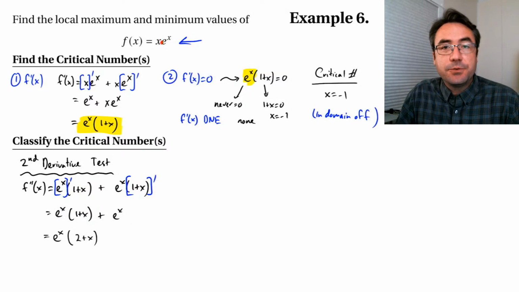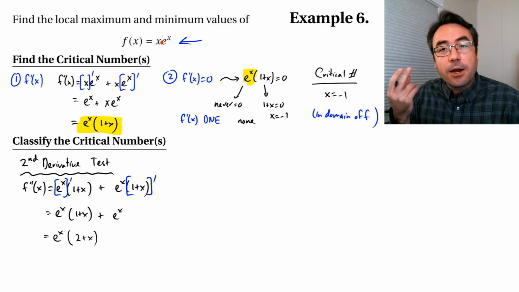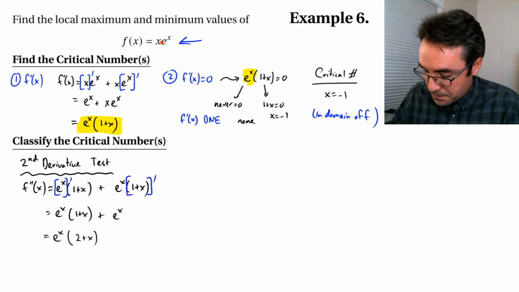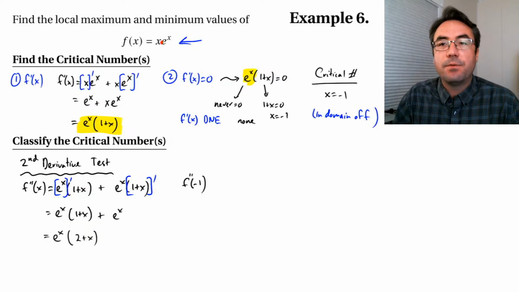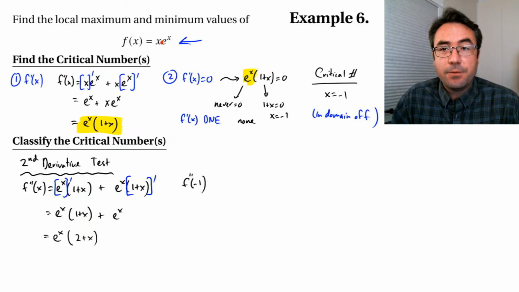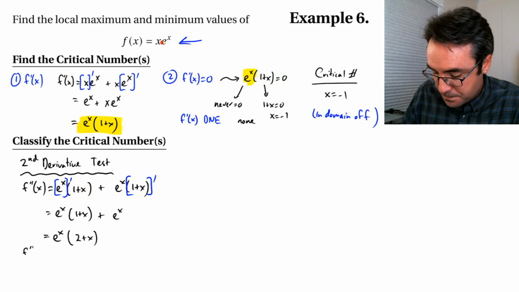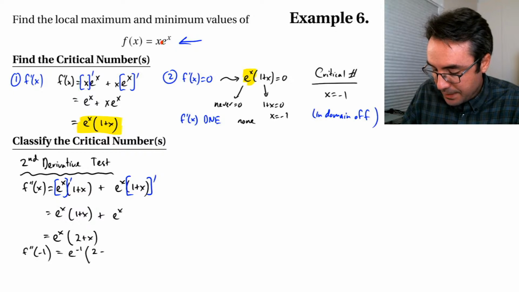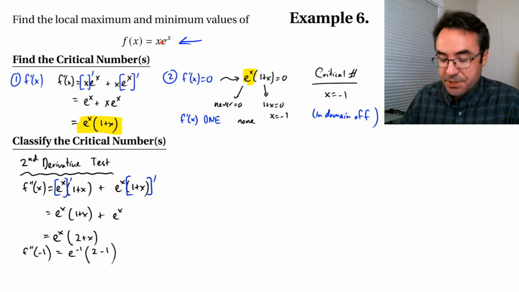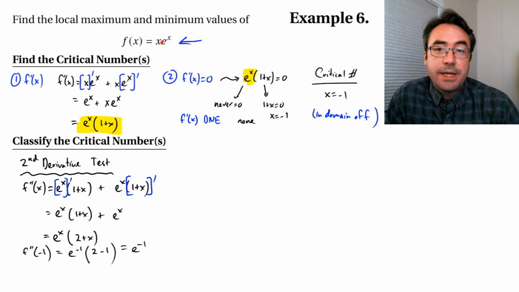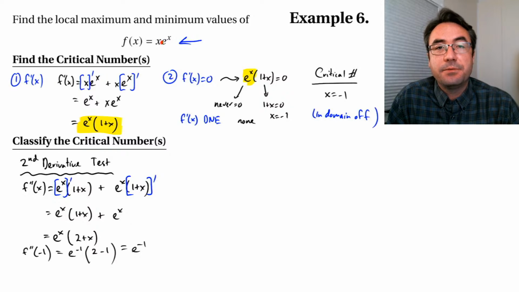All right, so now to do the second derivative test, we have to evaluate. So we take our critical number and we plug it into the second derivative. So we're going to take -1 and plug it into our second derivative. And when we do that, actually I'll do it down here. We get e to the -1 times 2 minus 1, which simplifies to just e to the -1. So we're just plugging in our critical number into our second derivative.